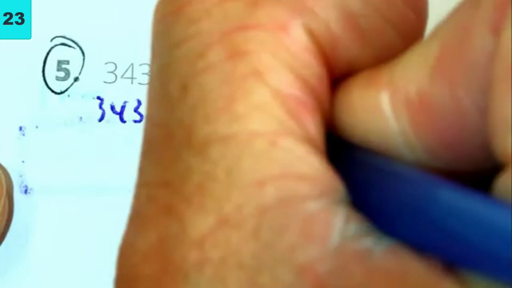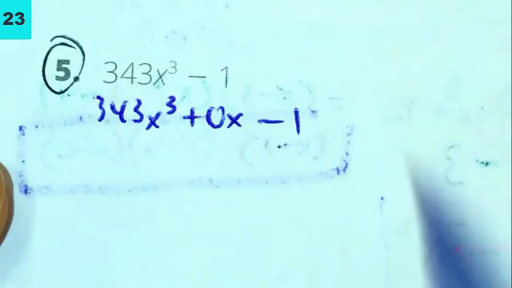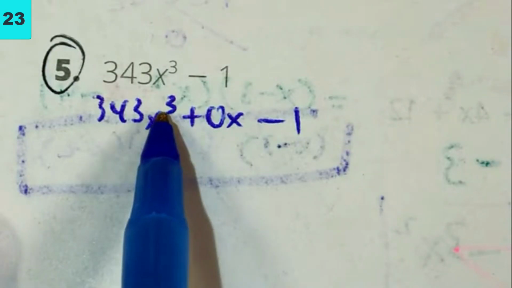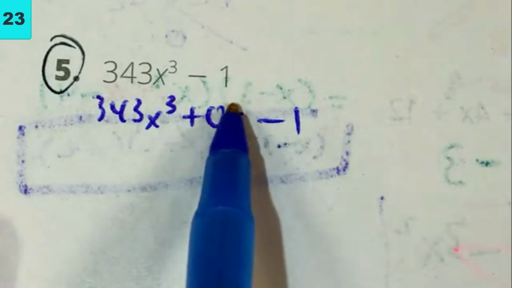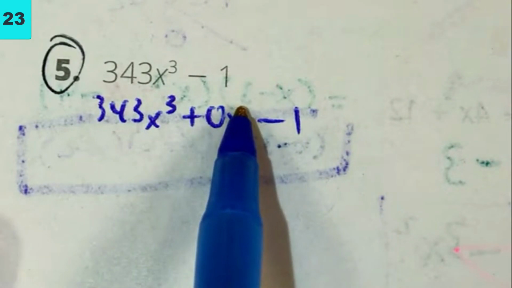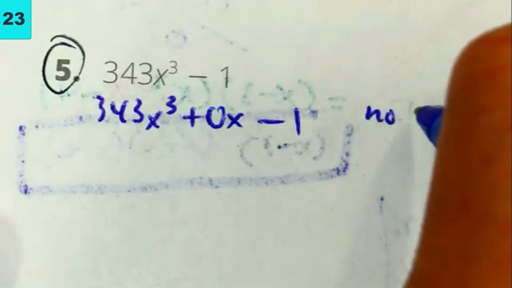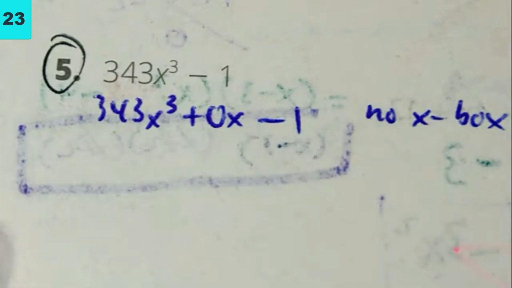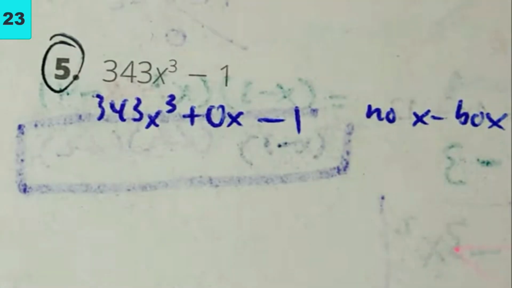But in our problem, for question number 5, if you add a 0x, class, what's half of 3? $1.50, right? Does that say $1.50? No. So that basically means no, you can't use Xbox. What you're going to have to use here is the sum and difference of cubes.